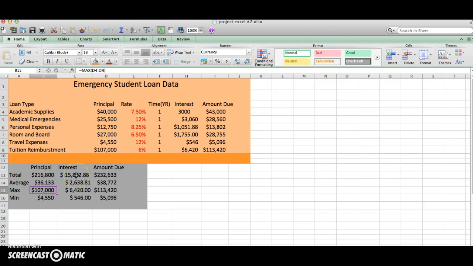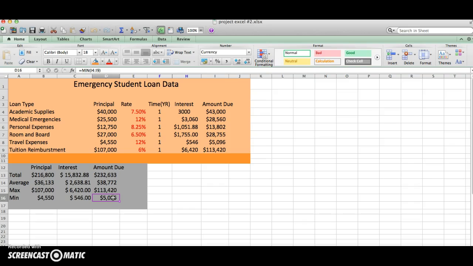Same thing for interest. The only thing that changes is the column now, because instead of principal, I'm using interest. So here you can see I have interest, which is the total sum from H4 to H9, and it gives you all the totals I have here. Same thing for amount due, we calculated from I4 to I9, which are all the amounts we have, and it gives you the sum of $232,633. And then it does the same thing for the average, using the average formula. Same thing for the max, of course, using the max formula. And same thing for the minimum.